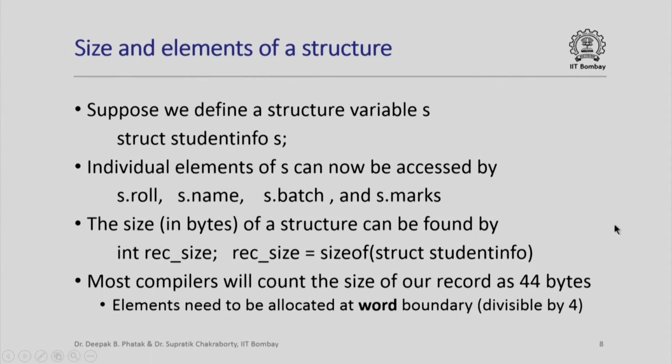Unfortunately, most compilers will count the size of our record as 44 bytes because elements need to be allocated at what is called a word boundary. That means every new allocation must begin at a byte whose number is divisible by 4. That is why, although s.name is only 30 bytes, 2 bytes will be added as padding bytes and s.batch will be allocated at the next word boundary.